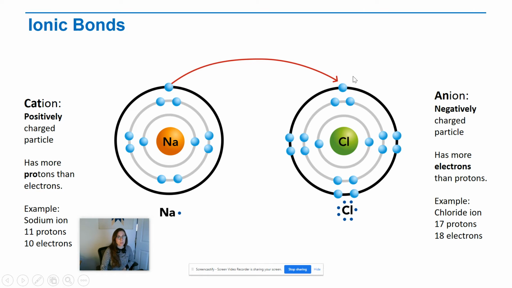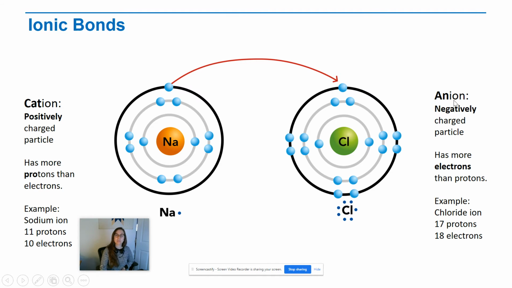So let's look over here at chlorine. Chlorine has 7 valence electrons, and so it can actually steal one of those electrons, or just take one of the extra electrons from sodium, and then it's going to have a full valence shell. And what we call this is an anion.